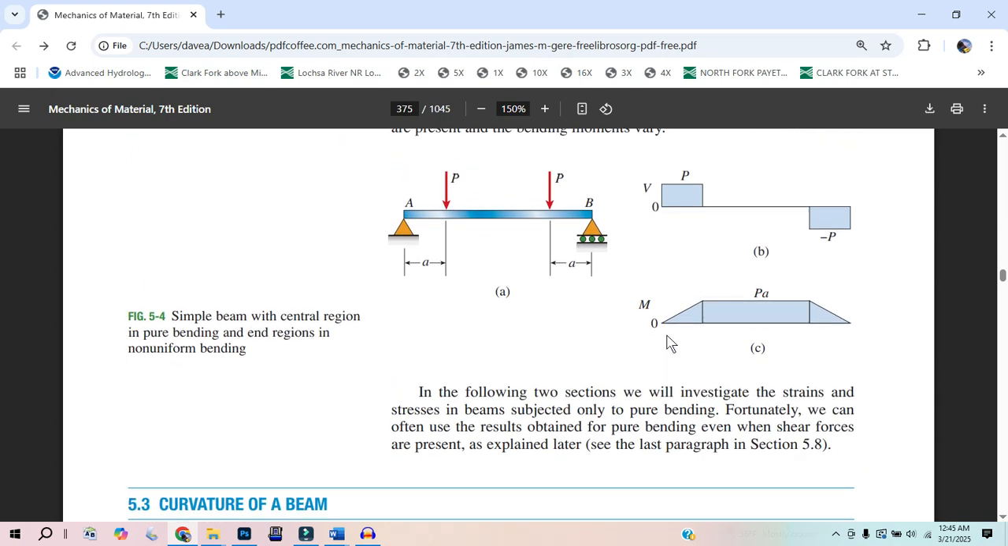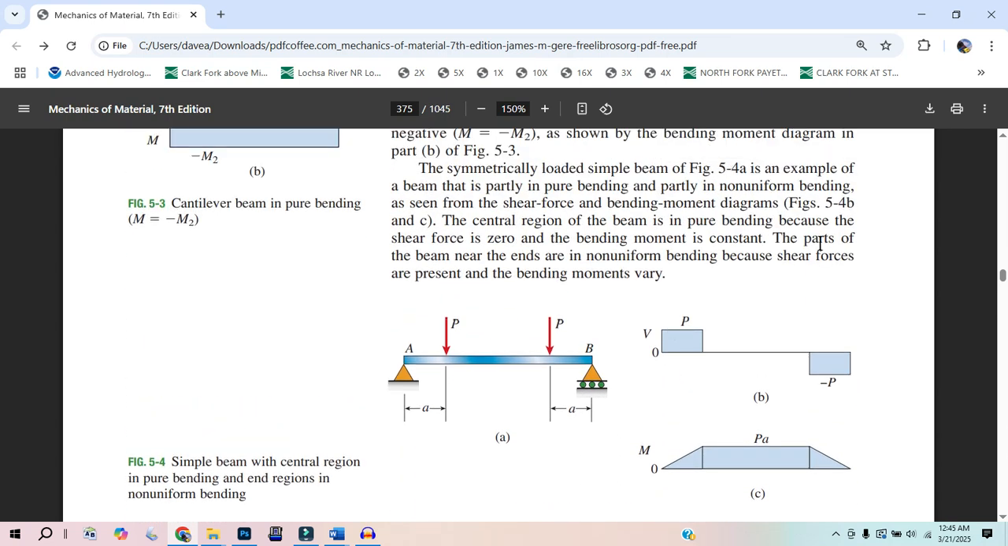We're going to read down here. Did I read everything up here? Let's read this again. The parts of the beam near the end are in non-uniform bending because of the presence of shear. We have a constant shear, so we're going to get a linear change in moment. And we have a positive shear, so based on those conventions, our moment is going to increase positively. And so that goes back.